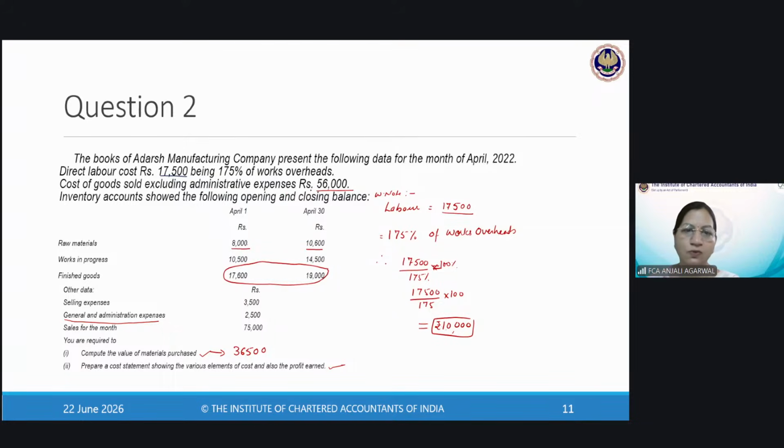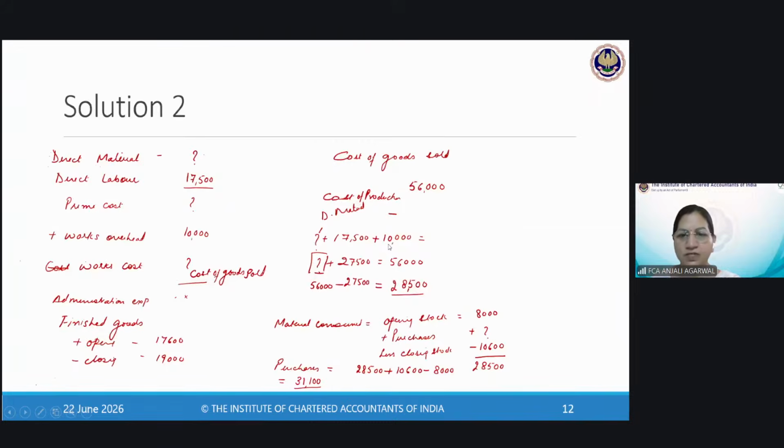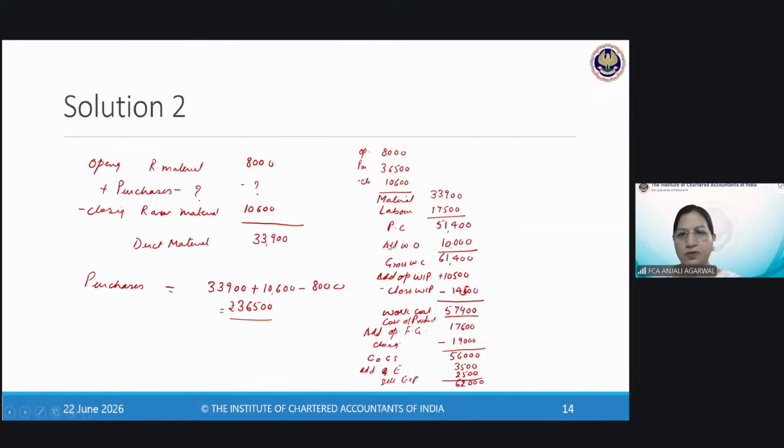So we will ignore any administrative expenses related to the product while preparing the cost sheet till cost of goods sold. So until 56,000, we will not assume any administration expenses. Look, only material, labor, works overhead, and adjustments of opening and closing stocks of raw material, WIP, and finished goods. And here we are at 56,000. Right.